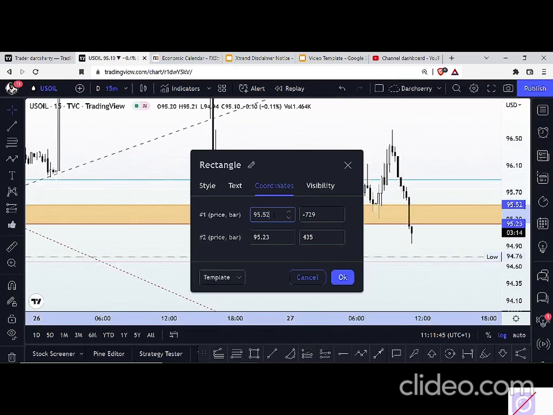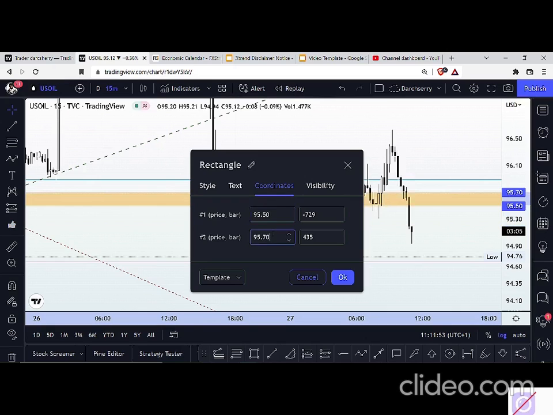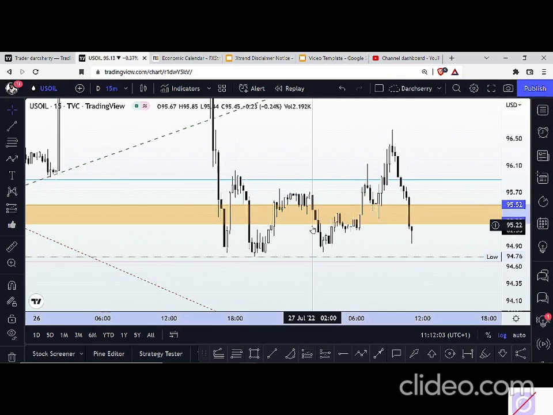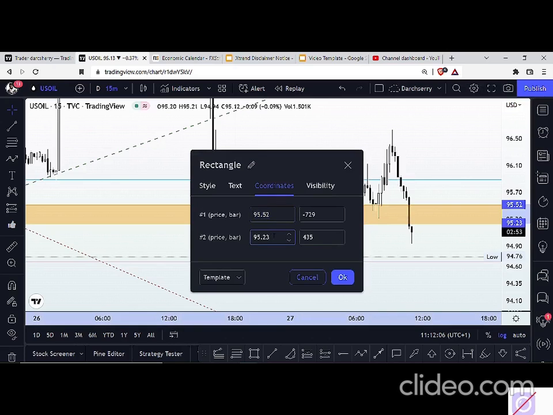Hold on a second. I want to readjust our key level here, so please don't mind. Please be patient with me. Let me do just that.